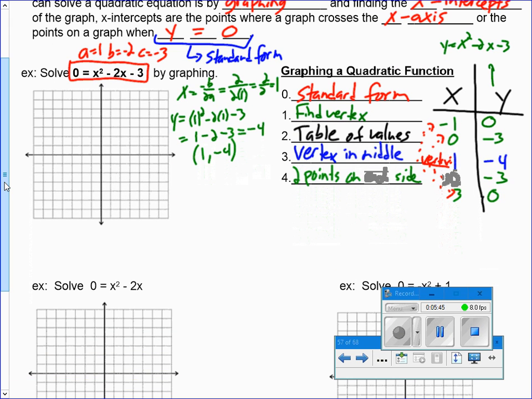Now we do just like we did in the second unit. We're going to take that table of values and graph it. My first point would be -1, 0, then 0, -3, then 1, -4, then 2, -3, and then the last point would be 3, 0.